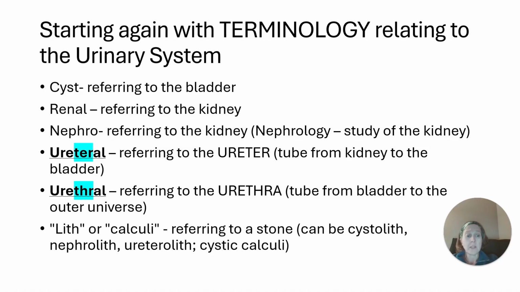Cyst refers to the bladder, like cystocentesis. If we are using the term renal or nephro, those are both specifically referring to the kidney. Be cautious that we understand the difference between something being ureteral or associated with the ureter versus urethral. We see a lot more urethral issues in dogs and cats than we see ureteral issues.